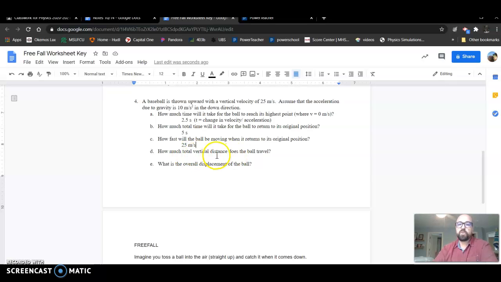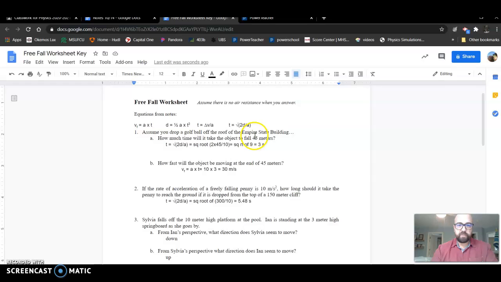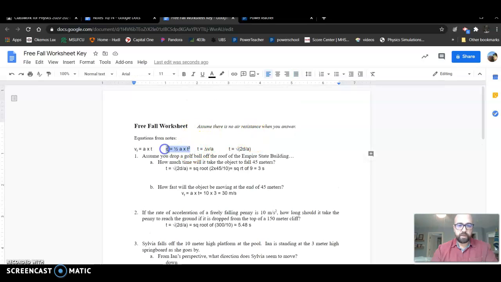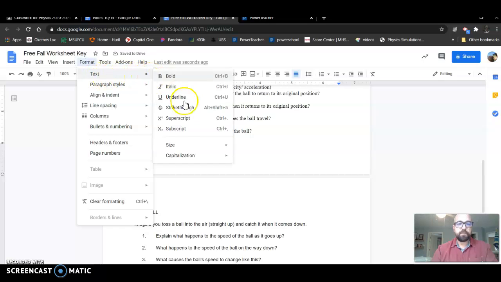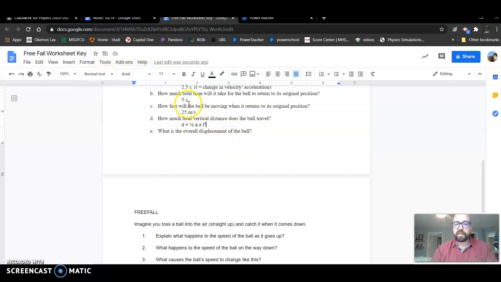Now for D, how much total vertical distance? So this was a little tricky, and here's where what you've got to do is look at this. So we want to know distance, and I have the formula up at the top for 1/2 AT squared, and I'm going to use that. The mistake that some of you did, which is real common, is that you used 5 seconds. And we can't do that because it would assume that it reaches a velocity of 50 meters per second at the end. And so it doesn't do that because it's slowing down and then speeding up. If you use 5 seconds, you assume that it speeds up the whole time.